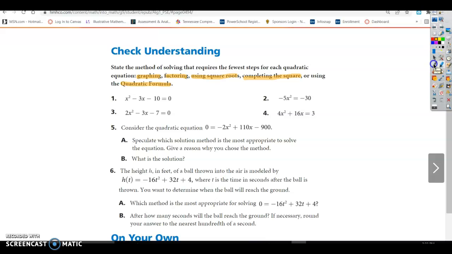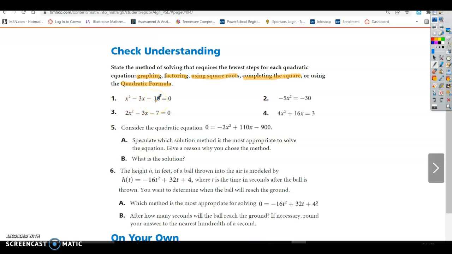And what we want to do today is just identify the way that's going to be the quickest for each problem. All right, so we're going to look at question 1, x squared minus 3x minus 10. These numbers are relatively small, and I want to see if I can factor this. If I can factor it, set the factors equal to 0 and solve, bam, I'm done. So how do I factor? A times C, add to get B.